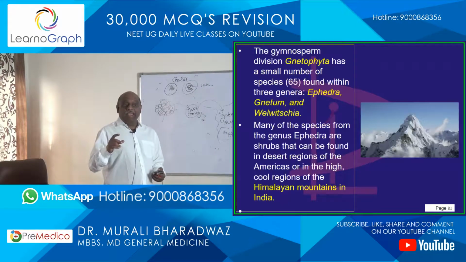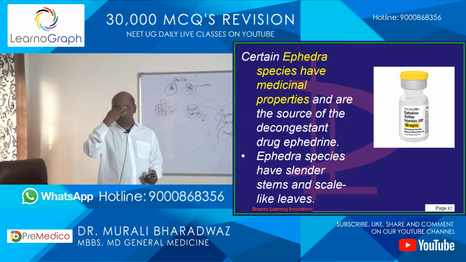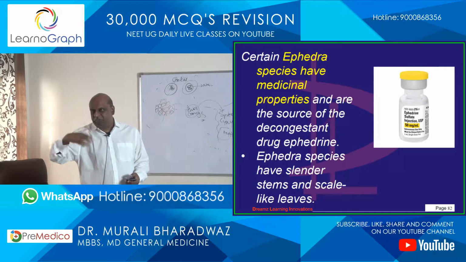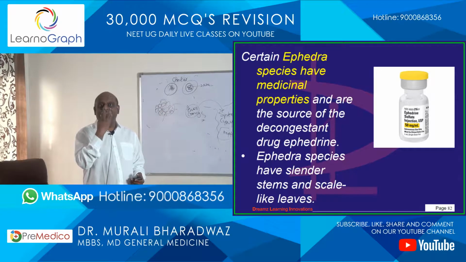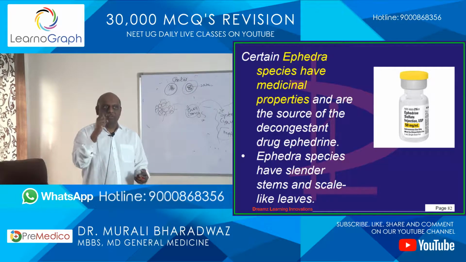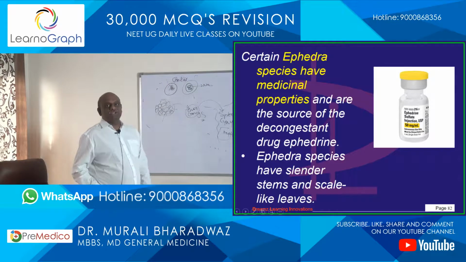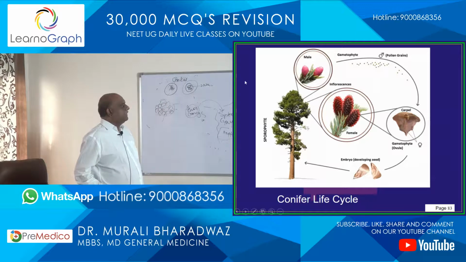So, ephedra, one of the types of Gnetophyta, has a medicinal property. If you get a common cold, and continuously a lot of mucus is coming out of your nose, you can use ephedrine in order to make your mucus thinner. So, that's the reason you can use ephedrine as a decongestant. That comes from ephedra, which is a type of Gnetophyta, is what you can remember.